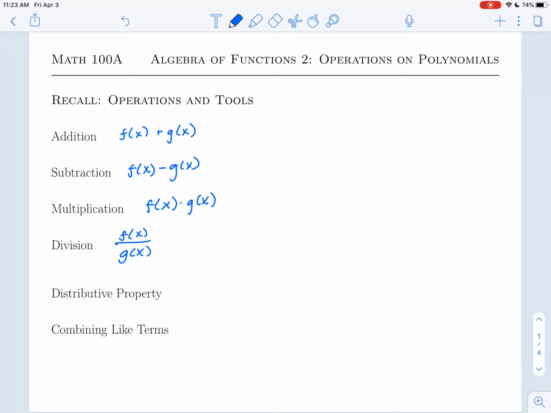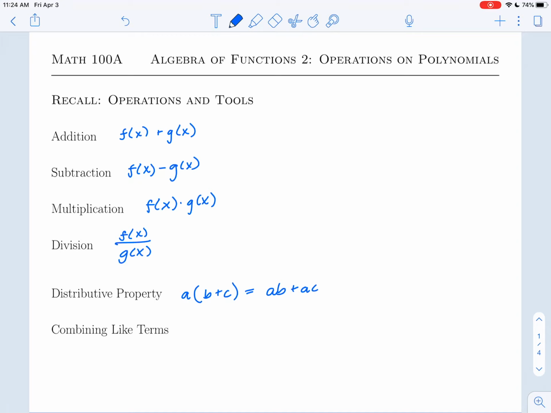Before we jump into doing these operations on polynomials, I wanted to recall just a couple of quick tools that we're going to be using throughout this video. The first is the distributive property. Remember, if we take a and multiply that by the sum of b and c, I can distribute that a into both b and c. So it would look like a times b plus a times c. We're going to see that coming up a lot with the multiplication of polynomials.